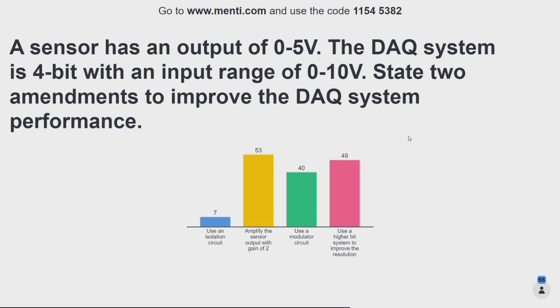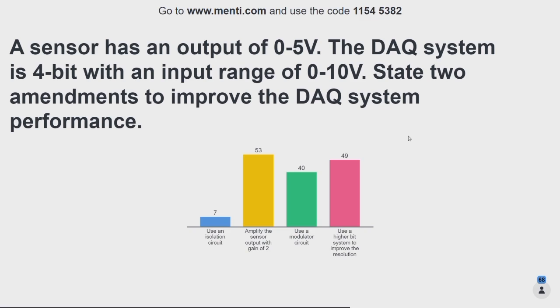So here, answer B, to amplify the sensor output with a gain of 2, is correct. Answer A, use an isolation circuit, isn't going to improve the performance. It may be if you were working with a high voltage system and you wanted to protect the circuit, and you could protect it with an isolator, but it's not going to improve the performance of the circuit.